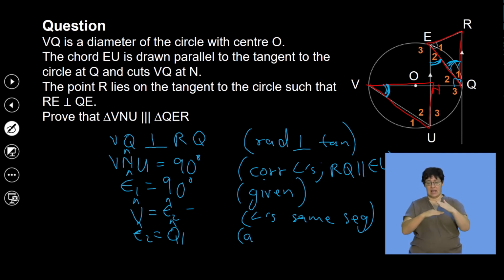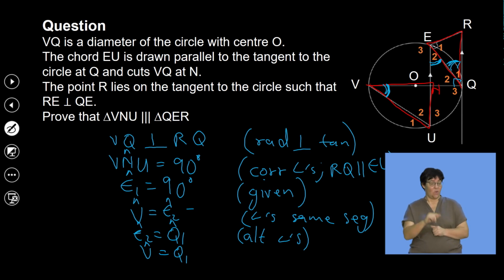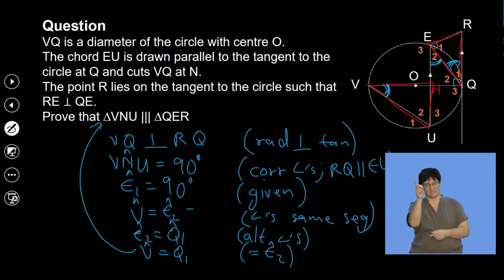Guys, maths is very beautiful. I hope you are enjoying it as much as I am. And then because of that, I can claim that V is equal to Q1, and the reason for that is both of them are equal to E2. And then you can claim that the two triangles are similar after talking about the third angle that is equal, and then your reason will be angle, angle, angle, and therefore you will be done with that.